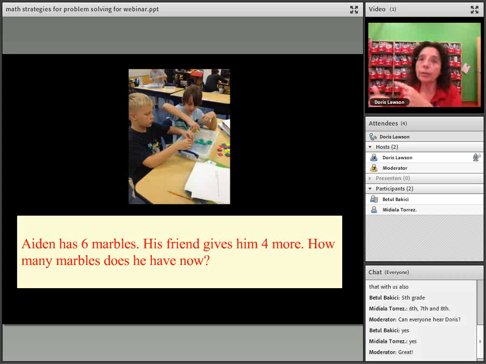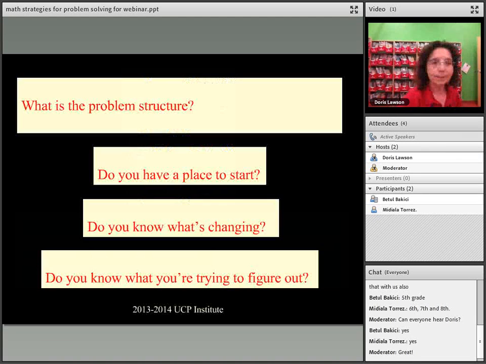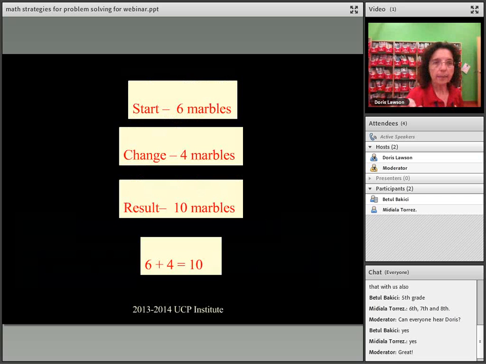And then I will interchangeably use result, sum, or product, so that they start noticing that if it's a multiply, it's a product, if it's an add, it's a sum, and you've gotten through that before, I'm sure. All right, so there we go. Start, 6 marbles, change, 4 marbles, result, and there's my number sentence. For the beginning, many times I don't need to do it more than once or twice, I have them label the number sentence also with start, change, result.